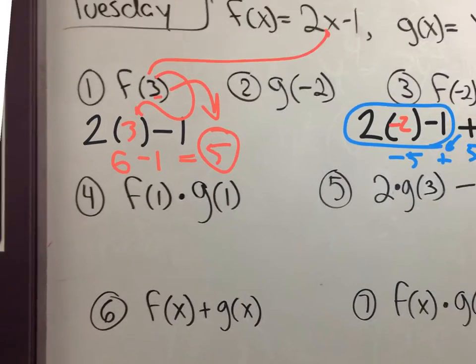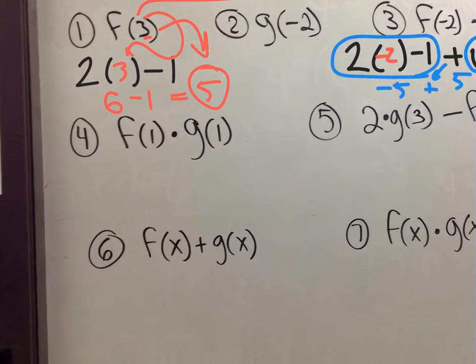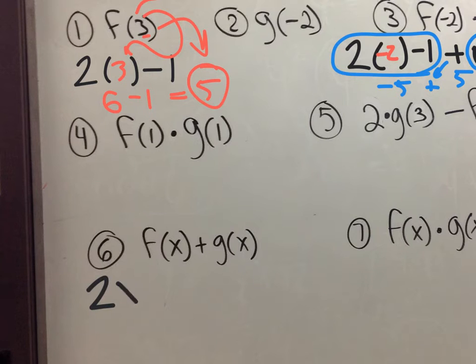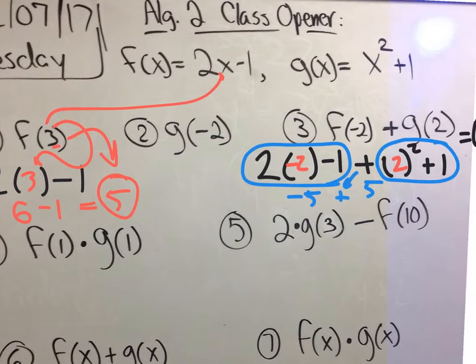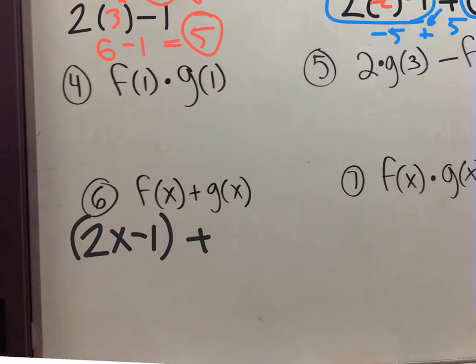So let's take our f of x function, which is 2x minus 1. You could put in parentheses if you want. And let's add it with our g of x function, so plus the g of x function, which is x squared plus 1. Now, notice there's nothing to distribute. Sometimes you have to multiply, so the parentheses are necessary. But right here, you're just adding them together, so the parentheses are really not necessary. All you have to do is combine like terms.